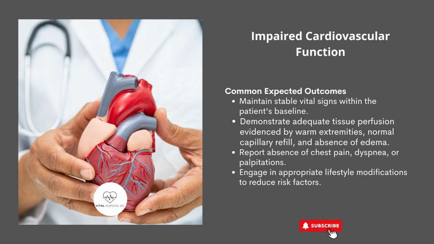Common expected outcomes. The primary goals for patients at risk for impaired cardiovascular function are the following. Maintain stable vital signs within the patient's baseline. Demonstrate adequate tissue perfusion evidenced by warm extremities, normal capillary refill, and absence of edema. Report absence of chest pain, dyspnea, or palpitations. Engage in appropriate lifestyle modifications to reduce risk factors.